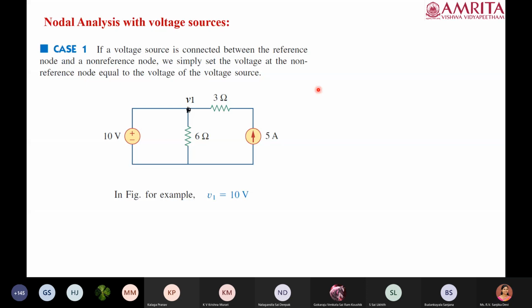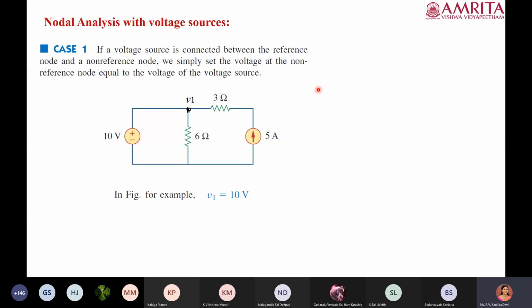Later we were discussing the case when we have voltage sources along with the current sources, or sometimes the circuit may have only voltage sources. In that case, how do we use nodal analysis to solve the circuit? So that is what we are discussing. Here there are two cases.